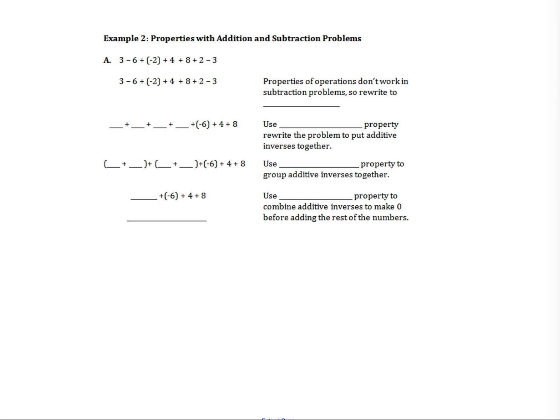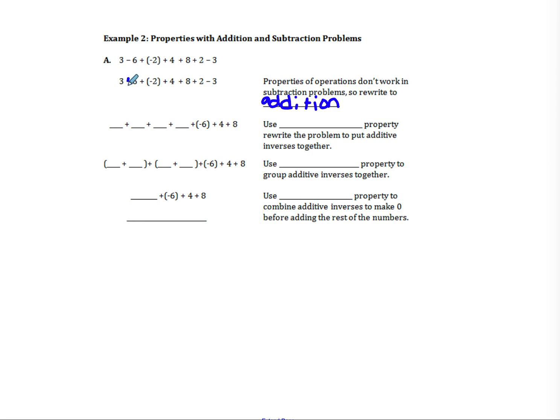All right, let's take a look at ones that have addition and subtraction in them. So for this one here, I have 3 minus 6 plus -2 plus 4 plus 8 plus 2 plus, minus 3. Properties only work with addition or multiplication. They don't work with subtraction. So in order to use properties for subtraction problems like this, I need to change it to addition. Otherwise, I have to solve it left to right, which I certainly can do, but it takes longer that way. I don't want to do it that way. Okay, so I'm going to change it to addition.